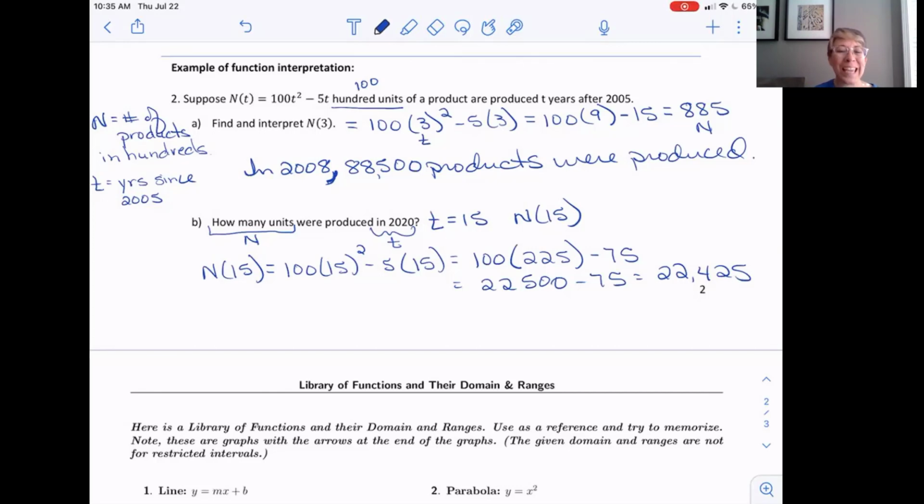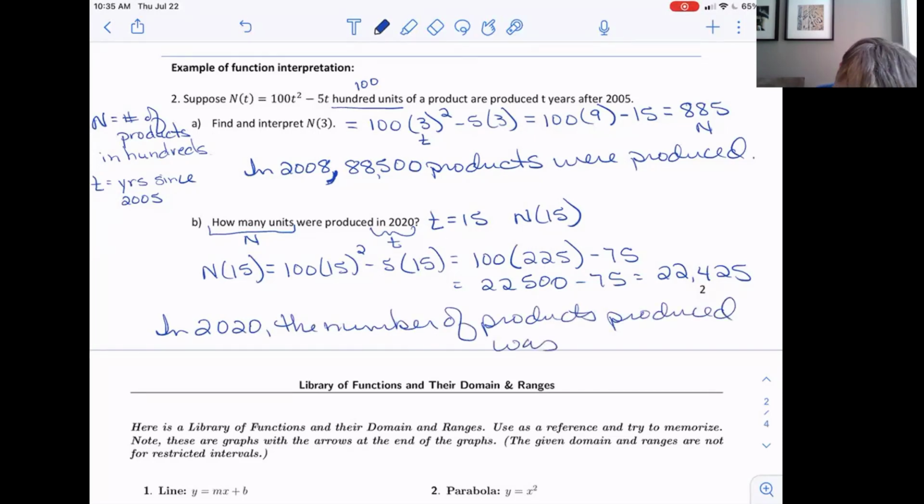So always, if you can, put it in a complete sentence if they give you a scenario. So we know in 2020, the number of products produced was, and again, it's in hundreds, so you have to add those 2 extra zeros on the end. And then you can put in your commas, was 2,242,500 products. I wrote it slightly differently just so the date and the number weren't side by side like I did in part A. Both of them are valid.